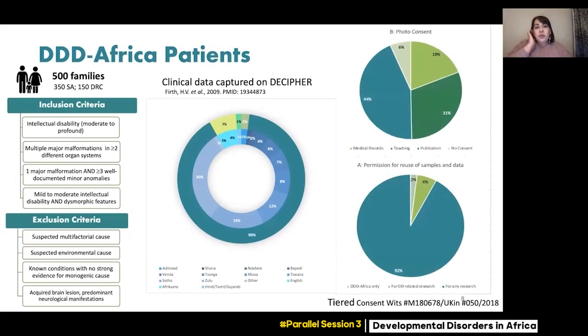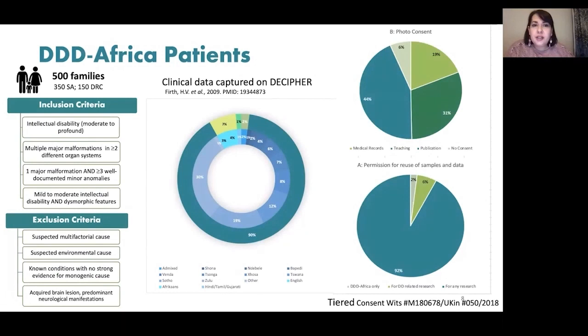Our study also implements a tiered informed consenting process, giving participants control over decision-making regarding the reuse of data and samples, as well as the use of medical photographs captured as part of the clinical workup process. We believe that our approach is working well, and this is really reflected in the different decisions being taken, as shown here on the right.